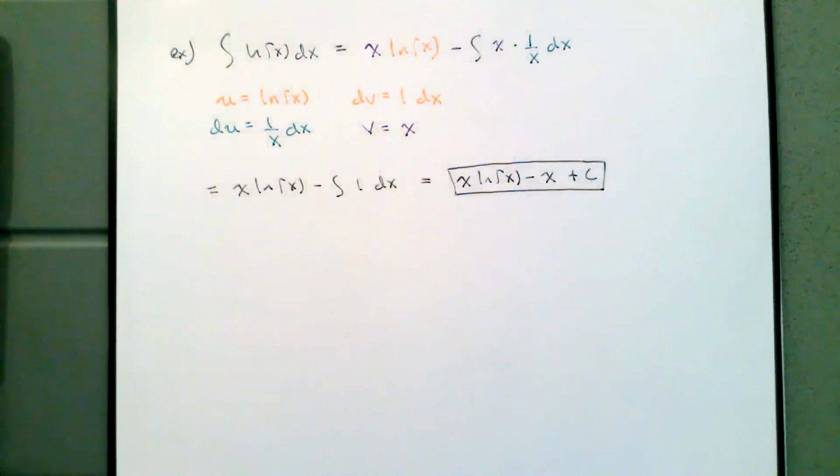Two wins here. We got to do another example. We integrated something by differentiating it, and now we know the antiderivative of natural log of x. The integral of natural log of x is x ln x minus x.